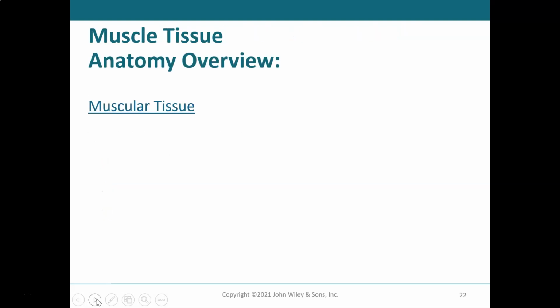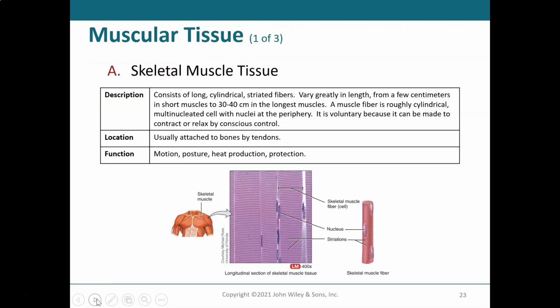Here is a link to an animation for looking at muscle tissue. Again, you can find this in the static area. And again, a really good table to be familiar with. You can see the striations in the skeletal muscle here. Again, long cylindrical striated fibers. They will vary in length from a few centimeters to quite long strands. It can be described as roughly cylindrical with multinucleated cells.